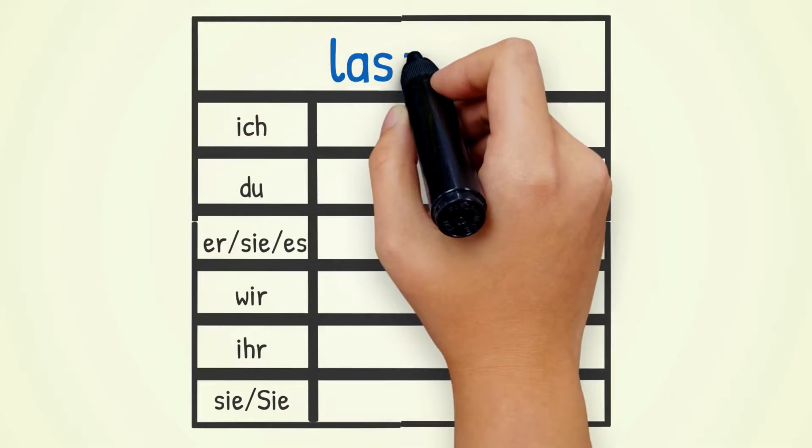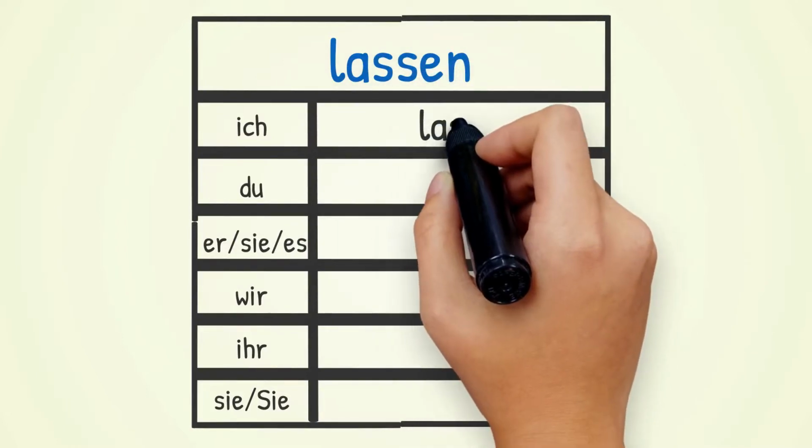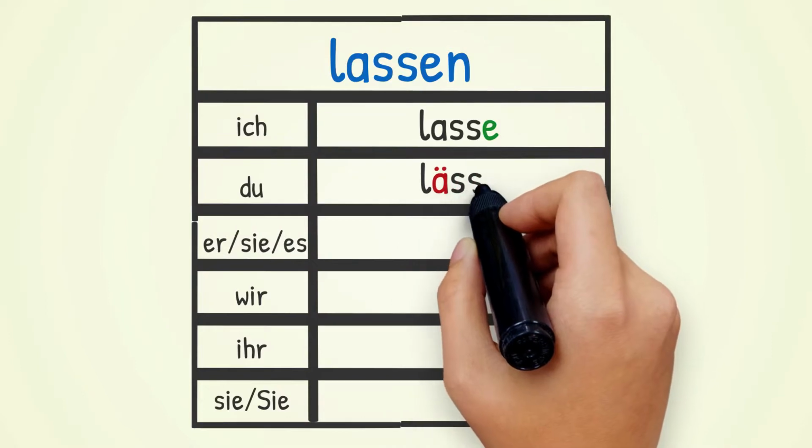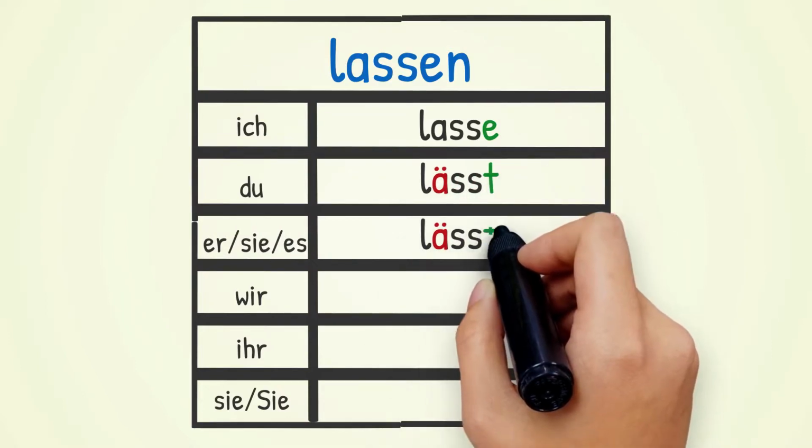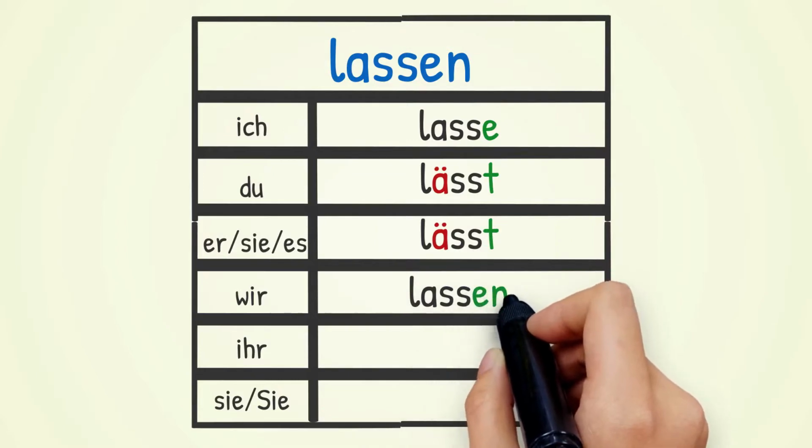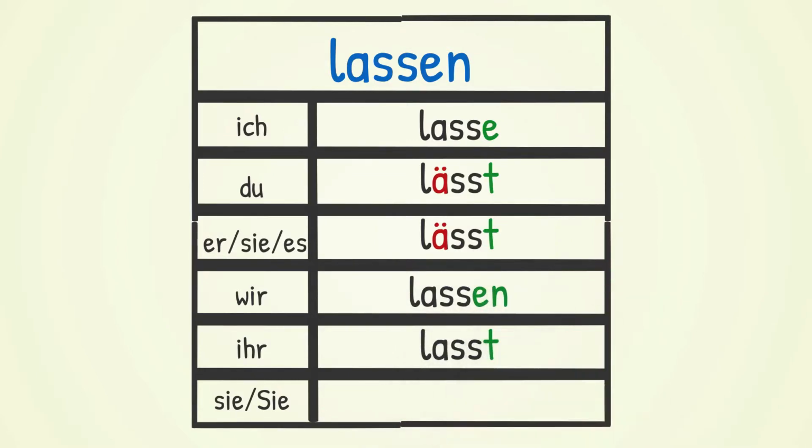Alright, so let's first of all have a look, how do we conjugate this verb? Das Verb lassen. Ich lasse. Du lässt. Er, sie, es lässt. Wir lassen. Ihr lasst, Sie lassen. Alright, that's how we conjugate it. So you saw that it is an irregular verb. It has an umlaut in the second and third person singular, so in du and er, sie, es.